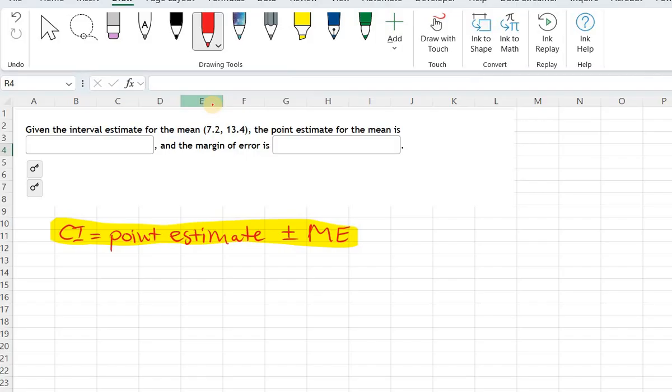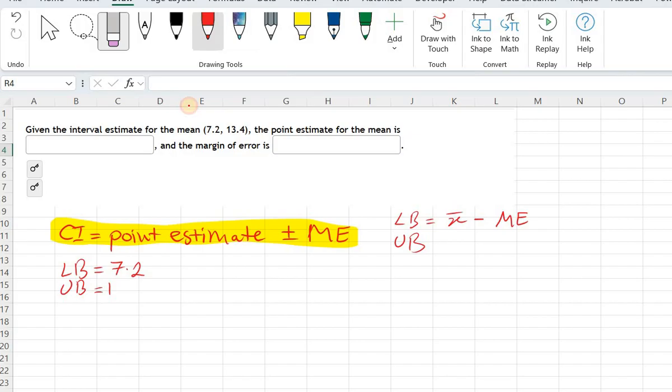with. In this case, we have the lower bound is equal to 7.2, which comes from point estimate minus margin of error. So I'm just going to write it here. So the lower bound is basically point estimate, which is in this case x bar, minus the margin of error. And then the upper bound, which in our case is 13.4, is equal to the point estimate plus the margin of error.